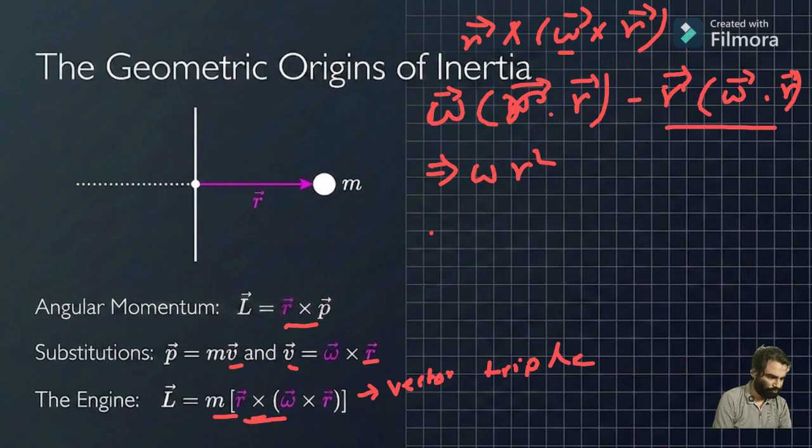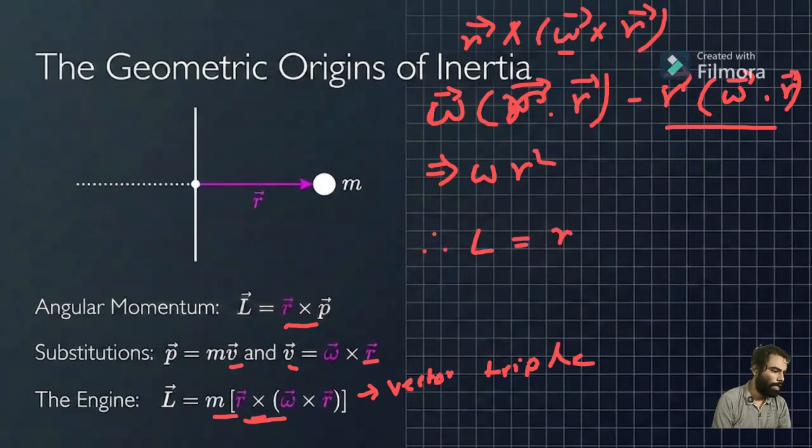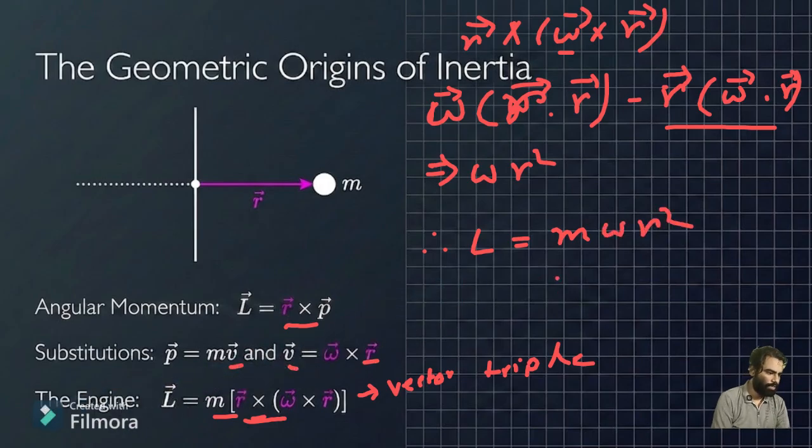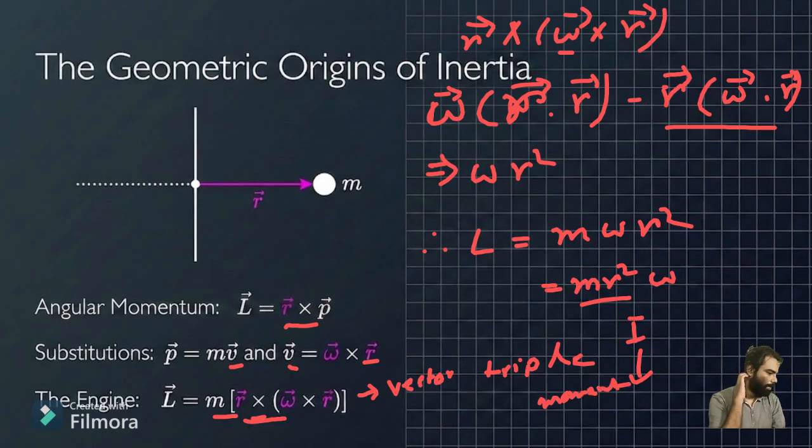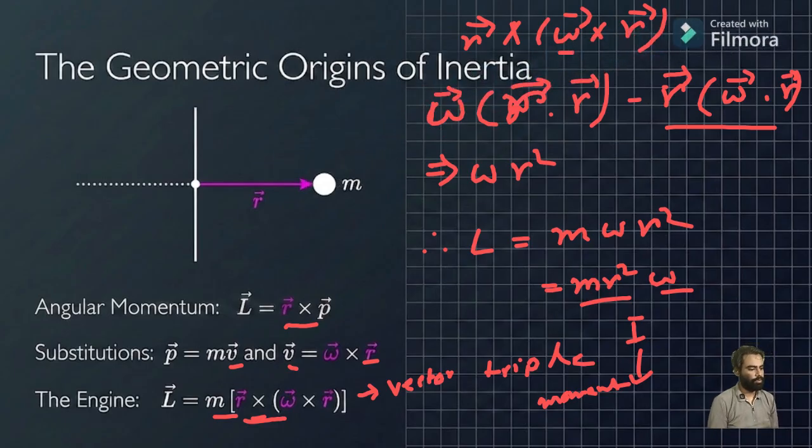So what will be the angular momentum? M omega R square. Now if we take m R square omega, this m R square is our I, which we call moment of inertia, and this is our angular velocity. So from the cross product we get our angular momentum as well.